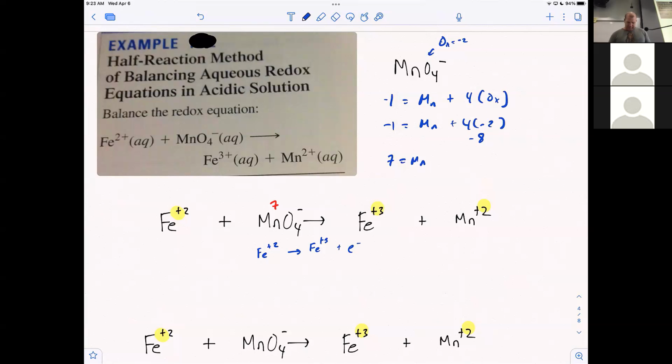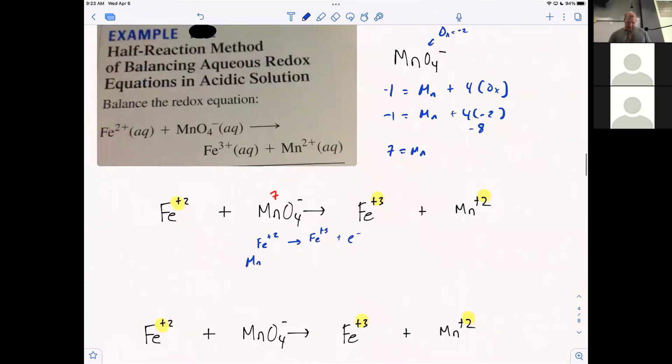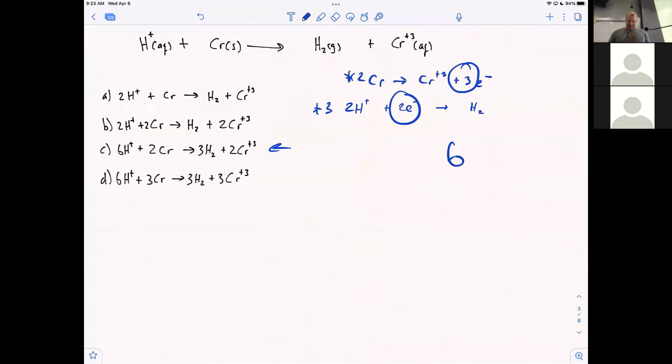And then how do we balance the manganese? It's going to be MnO4 minus plus 5 electrons goes to Mn plus 2, because to go from plus 7 to plus 2, it's got to absorb 5 electrons. And the lowest common denominator now, so if iron is generating 1, manganese is consuming 5, that means that, oops, sorry.